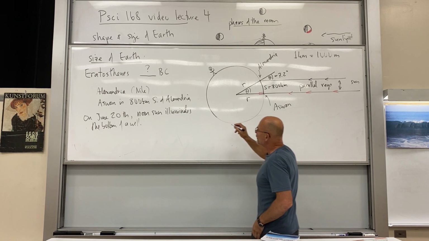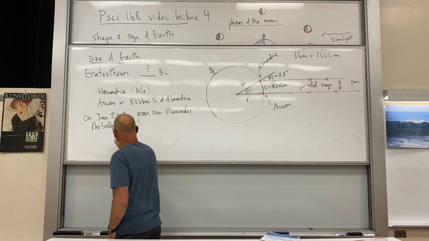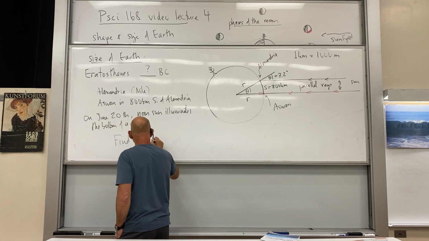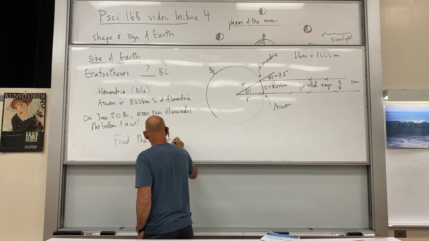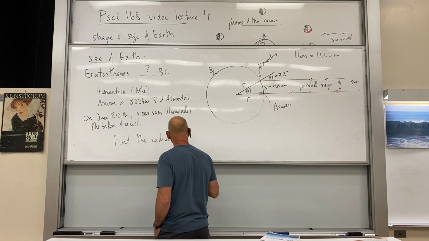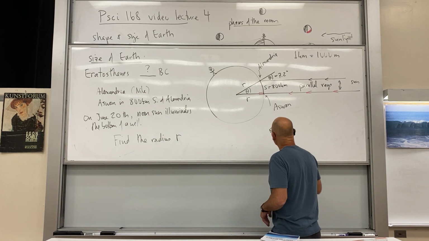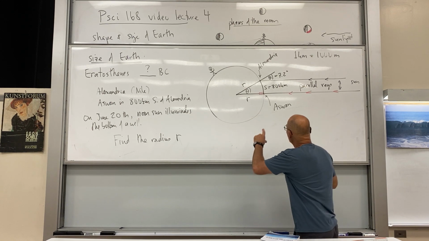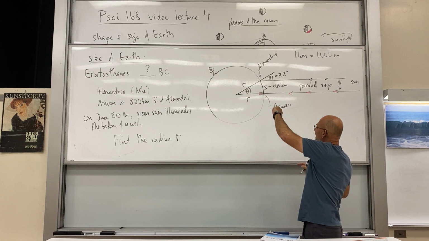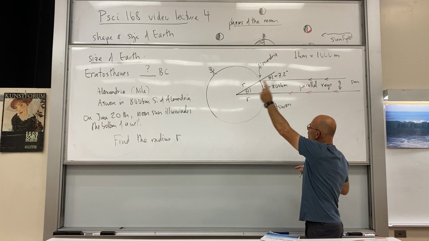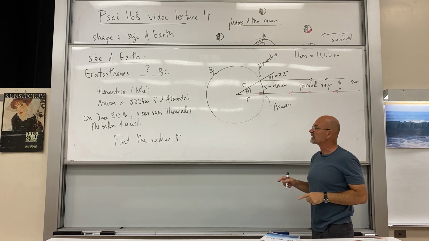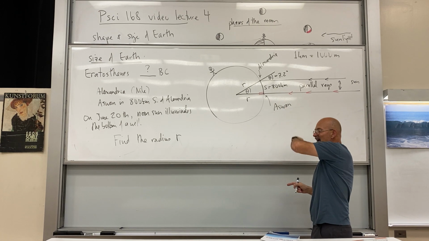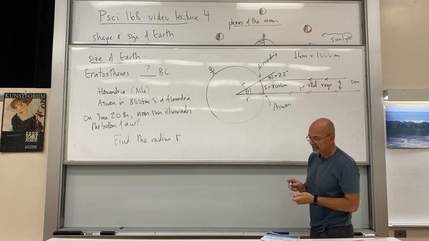We want to find the radius of Earth, R, and the argument is this. We can say that arc length S is the same proportion of the entire circumference as that angle 7.2 is a fraction of 360 degrees.